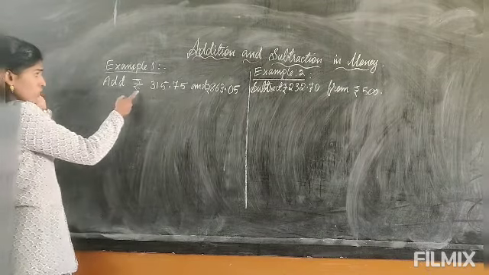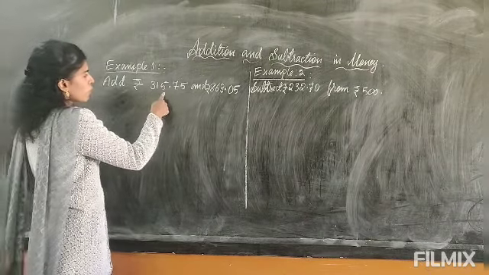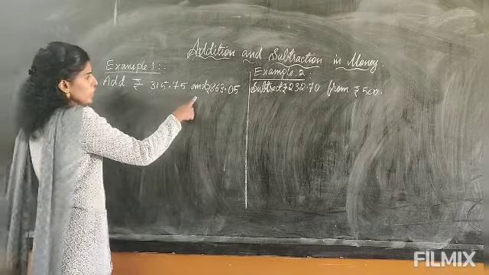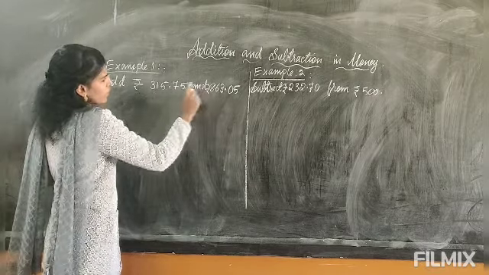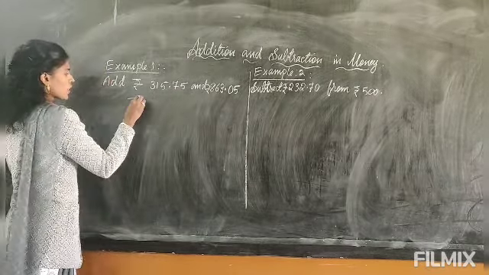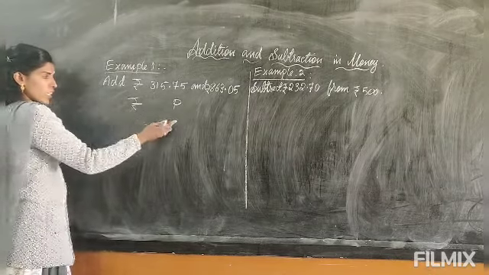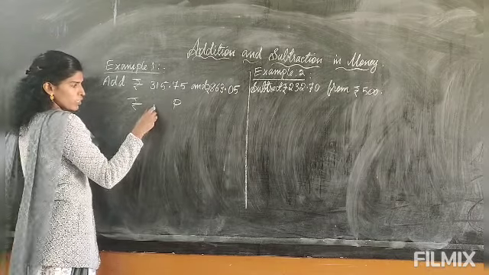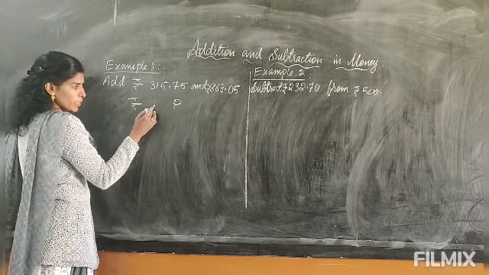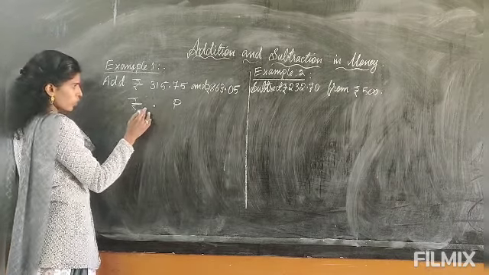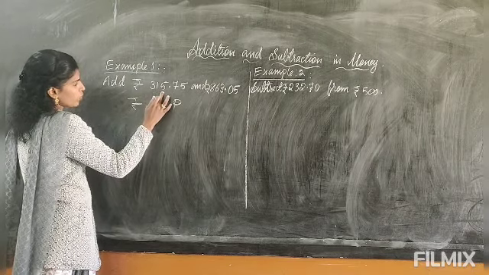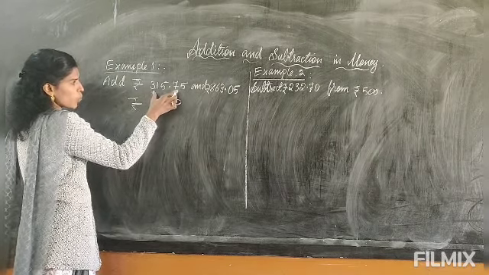Now here, add rupees 315 and 75 paise, and 863 rupees and 5 paise. First let's arrange them in columns of rupees and paise. Rupees and paise will be separated with a dot, that is a point. So 315 and 75, both together are one amount.